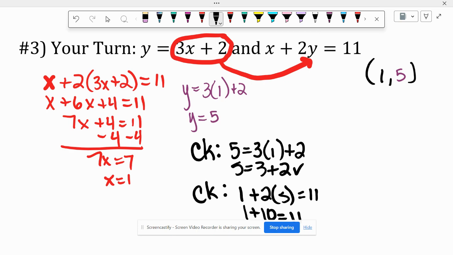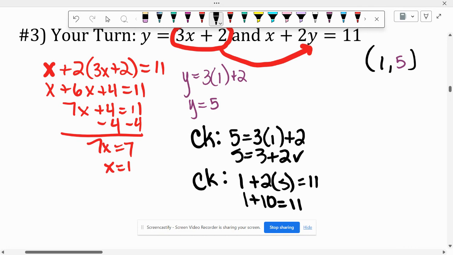When I go to the second equation, x, which is 1, plus 2y, 2 times 5 equals 11. Well, 2 times 5 is 10, and 1 plus 10 is 11. Okay. We're ready to go on to number 4 and number 5.